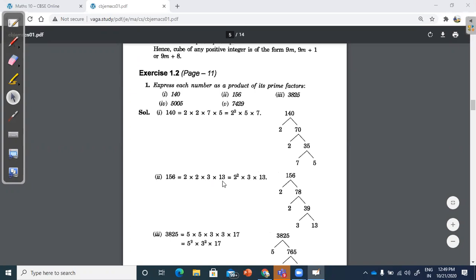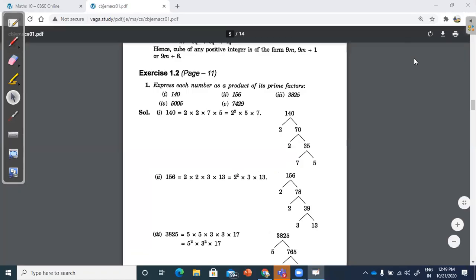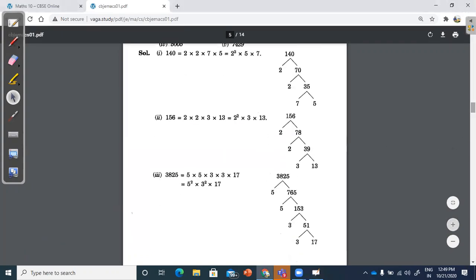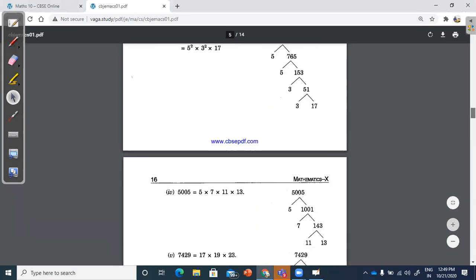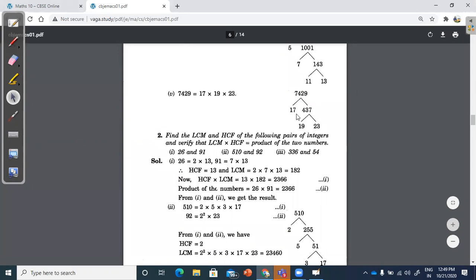Same procedure with 156. You can do that. 156 again, start with 2, and then 2, then 3 and 13. So you're getting 2 2's. So that will be 2 square into 3 into 13. You can do it by the method which I have explained, which you have been traditionally doing, I think, in the lower classes. The same process can be applied to 3825, 5005 and 7429, and you can easily find out the factors of these. So this is nothing new. You have learned this in the previous class, and you will be able to find out the factors.